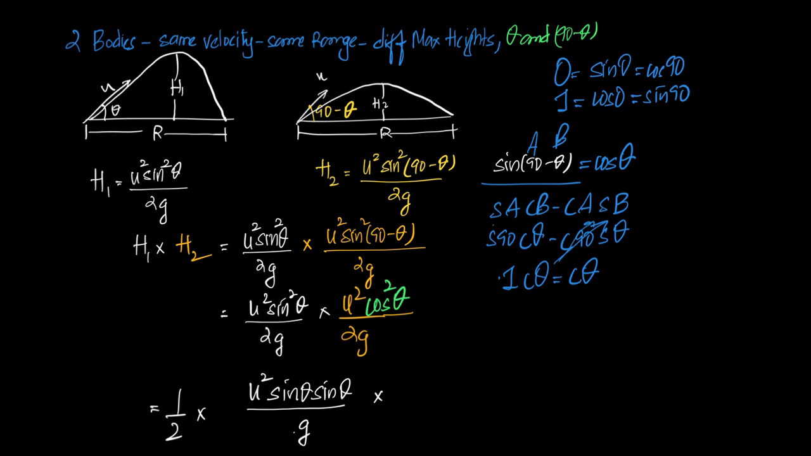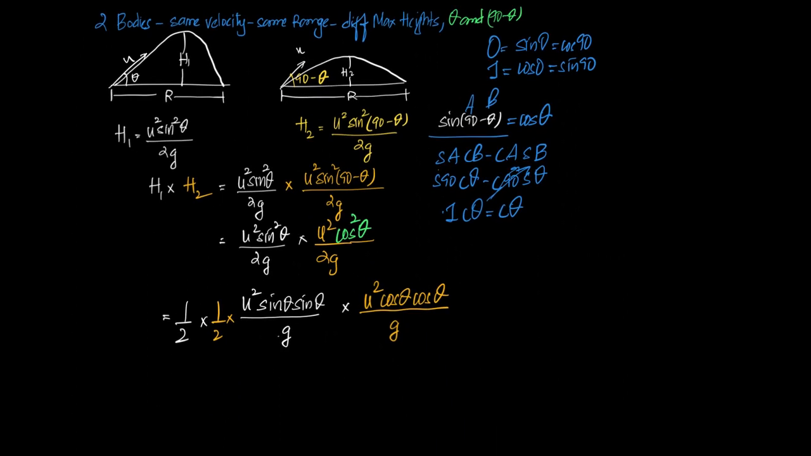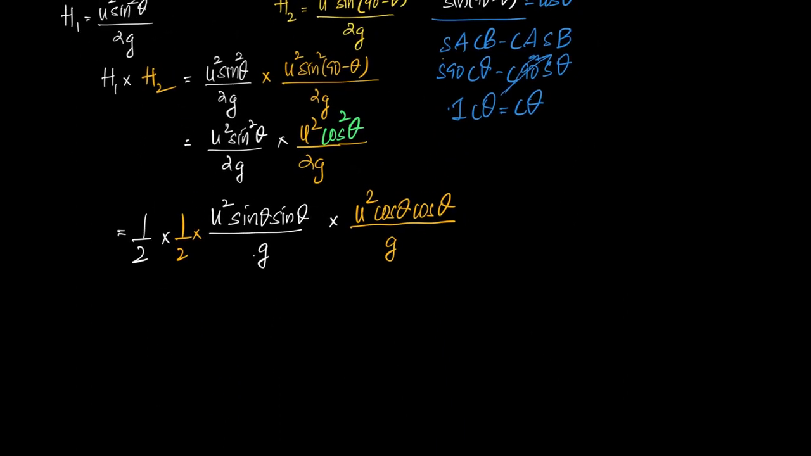Okay, so let me use a different color so things will become clear. So we have u square cos theta, the whole upon g, and that 1 by 2, I'll write it over here. Now if we go further, what do we get? This is equal to half into 1 by 2 into, now I'll make some rearrangements here.